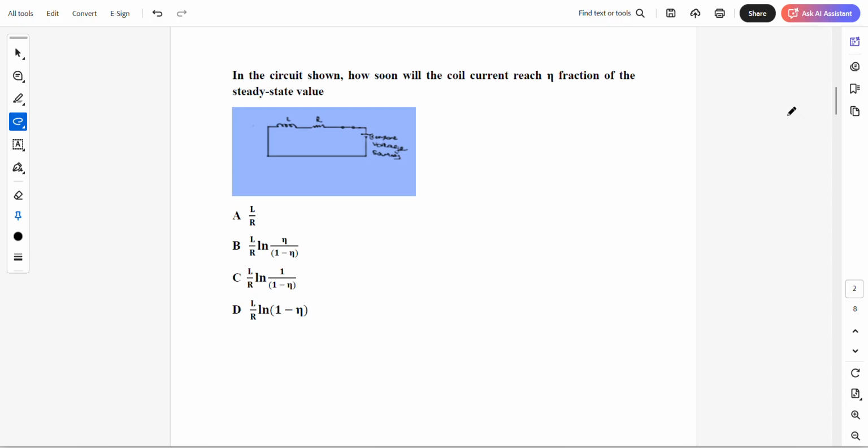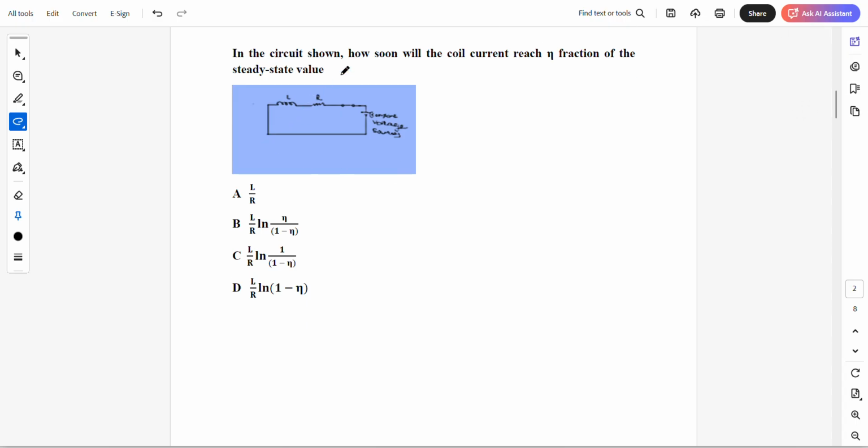In the circuit shown, how soon will the coil current reach eta fraction, where eta is a fraction less than 1, of the steady state value?